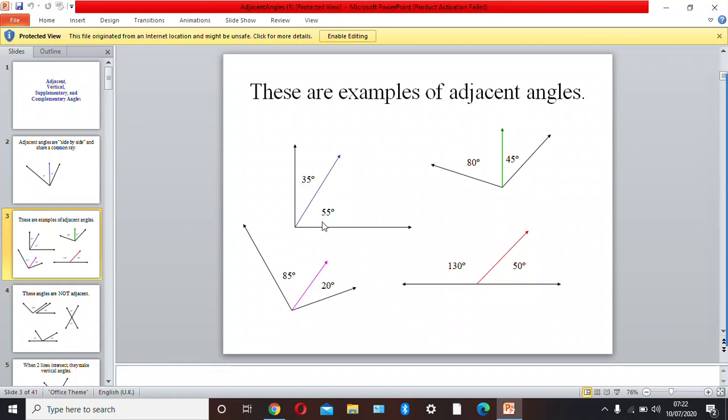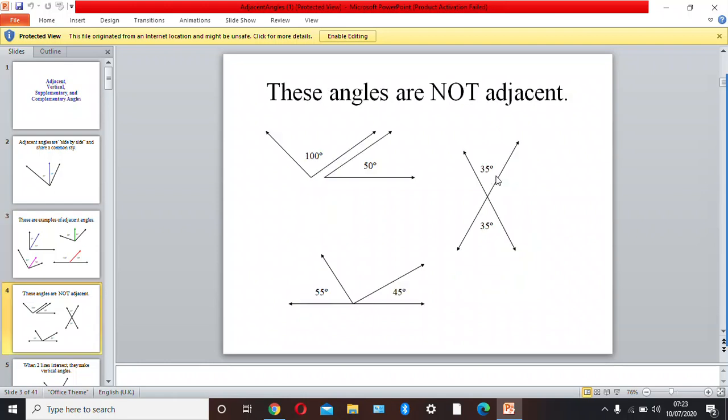35 degrees is adjacent to 55 degrees because it's side by side. 85 degrees is adjacent to 20 degrees. It's side by side, like neighbors, right? So this is 130 degrees here and 50 degrees. This is side by side with this, so they are adjacent angles. These are all examples of adjacent angles.